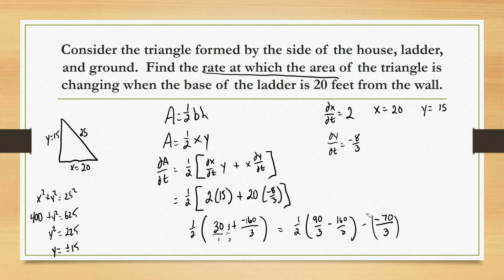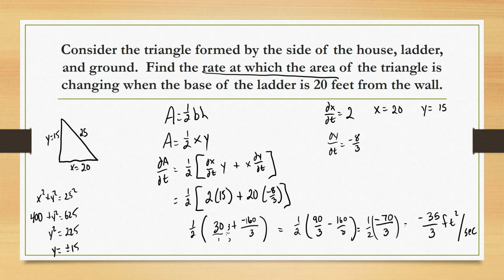You've got the 1/2 out front. So 2 will go into 70, 35. So negative 35 over 3. And this is an area, so feet squared per second. Negative 35 thirds feet squared per second. That means the area is actually decreasing over time, which makes sense because what happens when it gets to the bottom? You've got an area of 0, right? Because it's going to collapse in on itself.